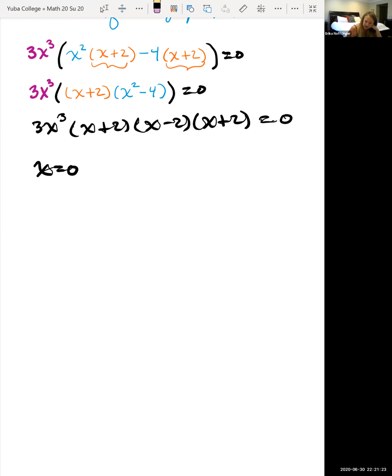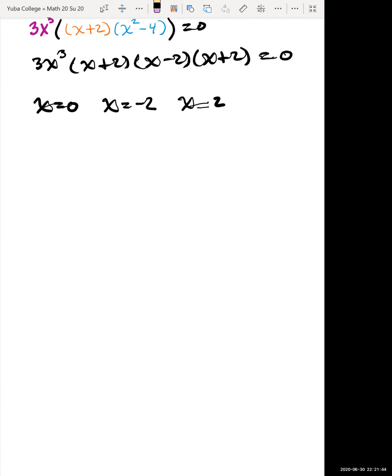When is x plus 2 equal to 0? That is when x is equal to negative 2. X minus 2 equals 0 when x equals 2. And x plus 2 is 0 when x is equal to negative 2.